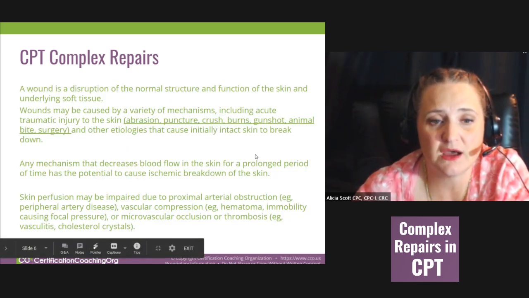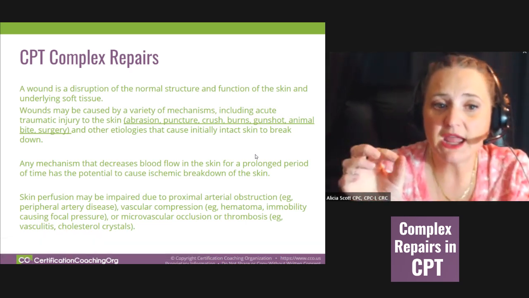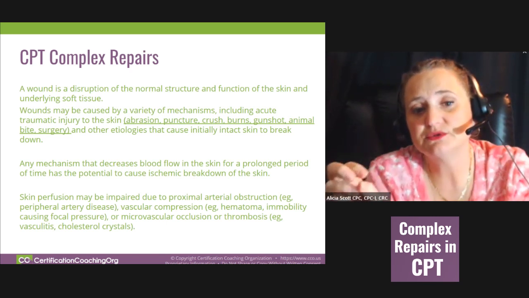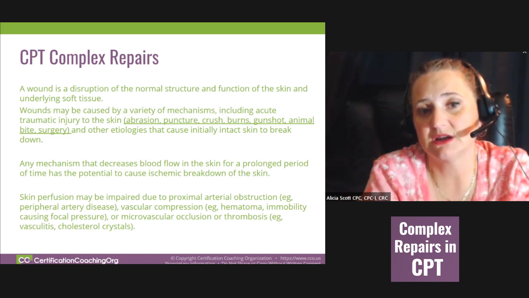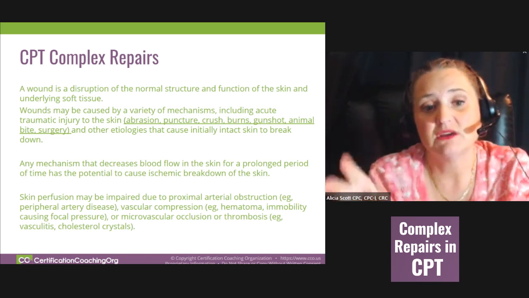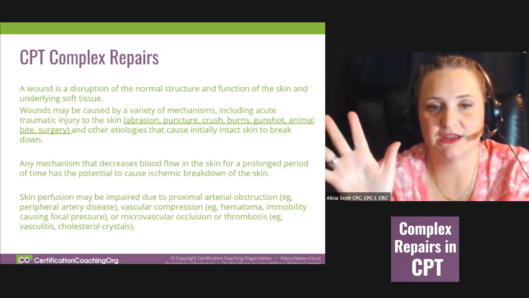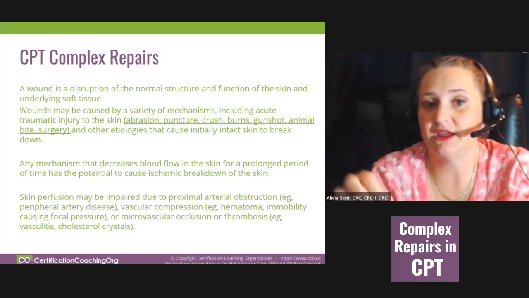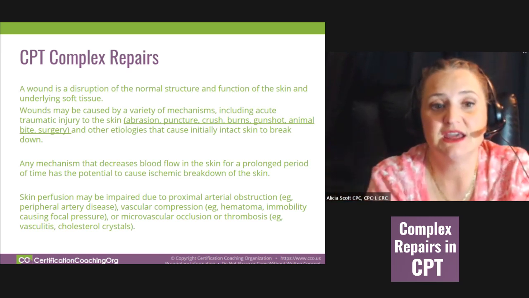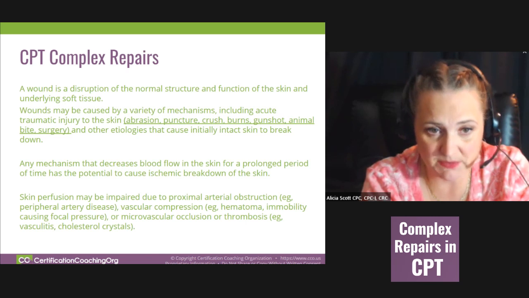So let's talk about some verbiage here and explain what types of wounds you might see that would constitute complex repair. I think it would give you a heads up so that you can say, oh, okay, I understand. This is going to be an X, so therefore, if you say X, Y, and Z, X is going to pretty much always be a complex repair.